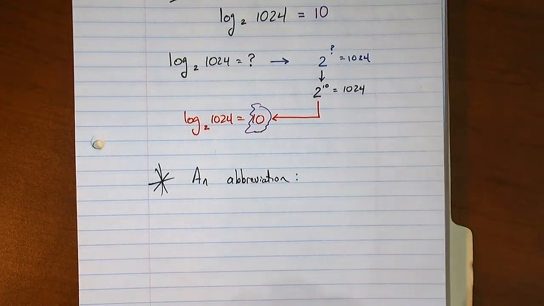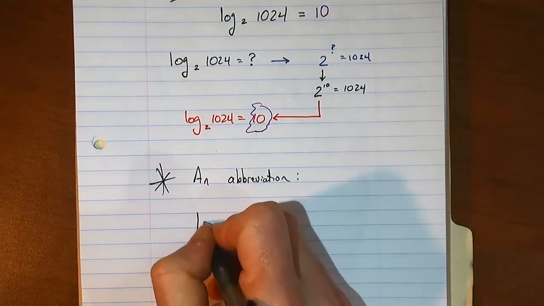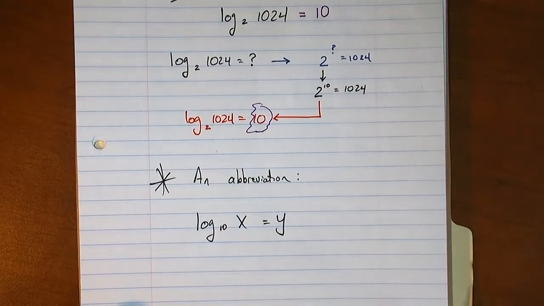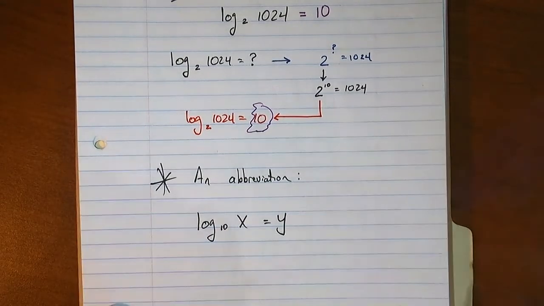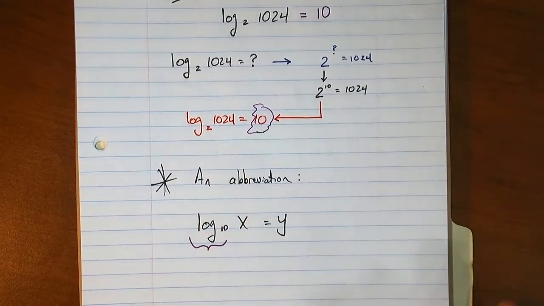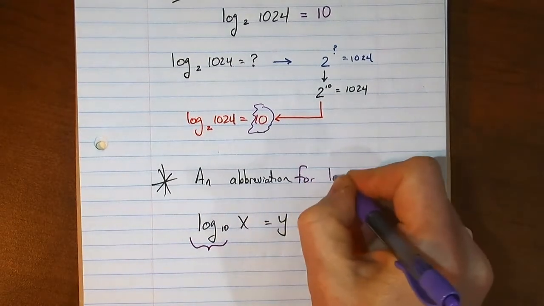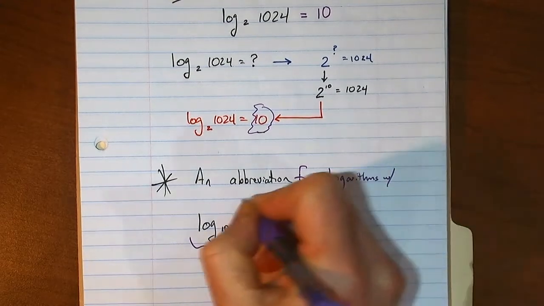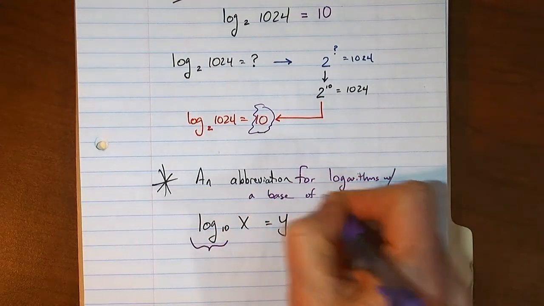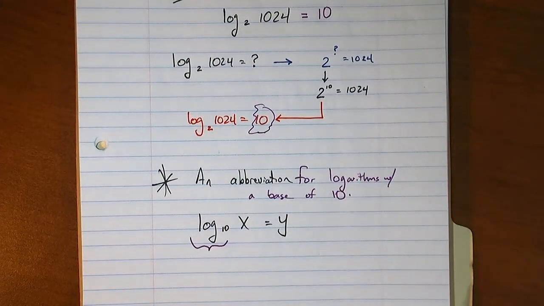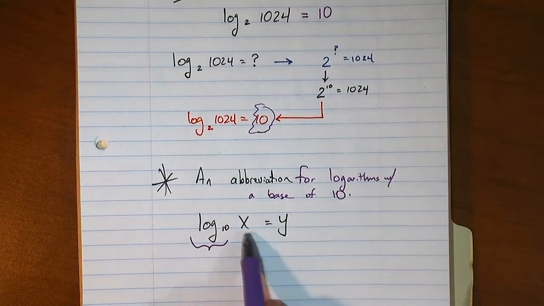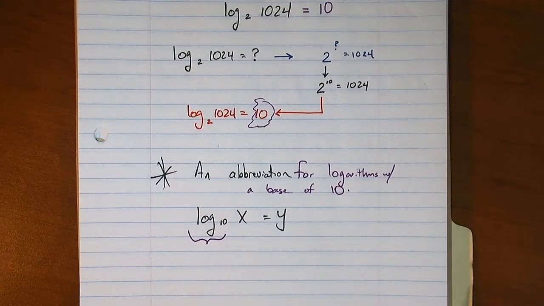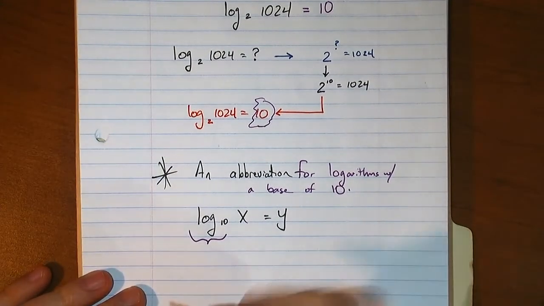So if I have the log base 10 of something, what we're focusing on right now is the fact that it's log base 10. That's the important part. An abbreviation for logarithms with a base of 10. Log base 10. So it doesn't matter what's here, variables, numbers, it doesn't matter. Log base 10, that's what we care about. This is called the common logarithm.